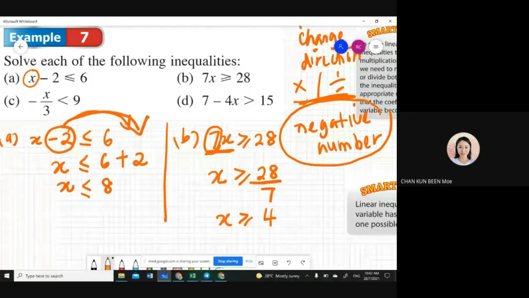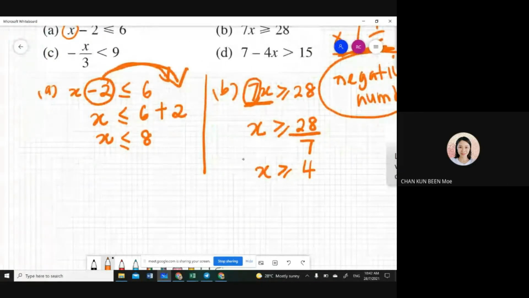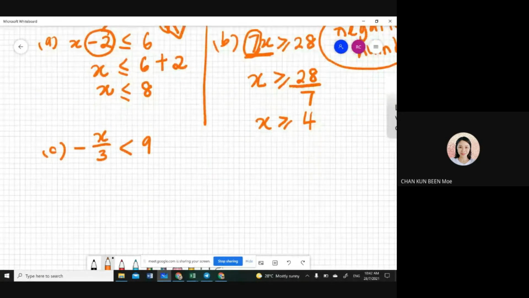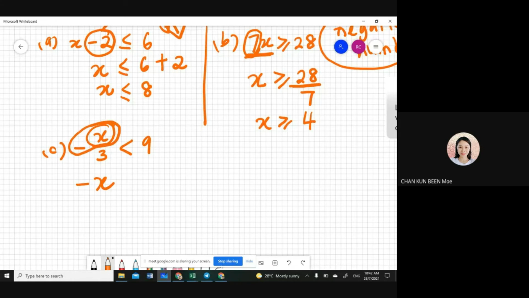Okay. Now we do question C. C is negative x over 3 less than 9. So you see the negative x is on top. We can do it like this. We take the whole thing here. Negative x is less than 9.